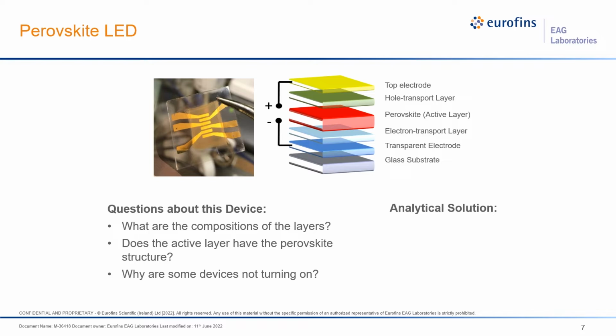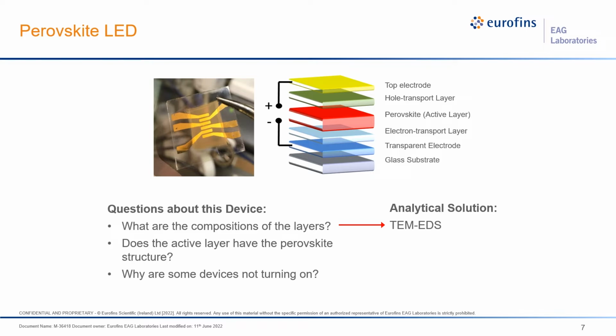In between the glass substrate and the top metal electrode, we have a transparent electrode, an electron transport layer, the perovskite active layer. The hole transport layer was intentionally left out for this study. The questions we will address are the composition and uniformity of the layers.